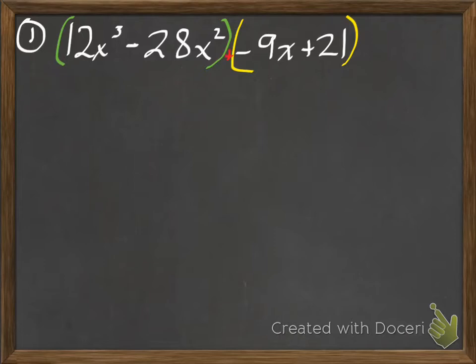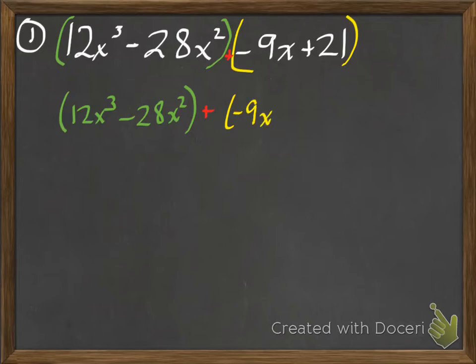And so I'm going to rewrite this. So my first 2 terms is 12x cubed minus 28x squared, close, plus negative 9x plus 21. Our goal is to end up with the same binomial left in the parenthesis, but we're going to factor out something from each one. So let's take the green set first.